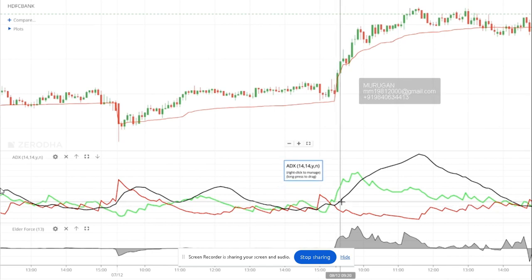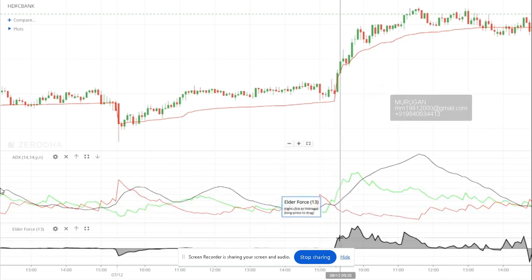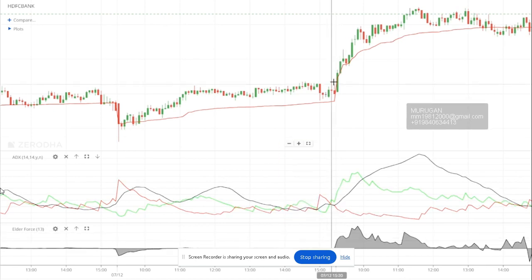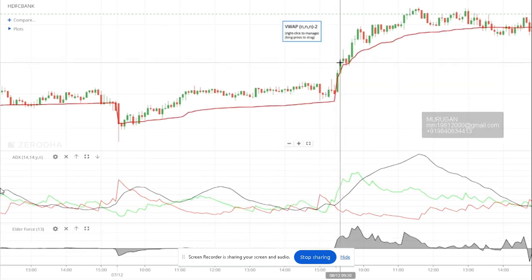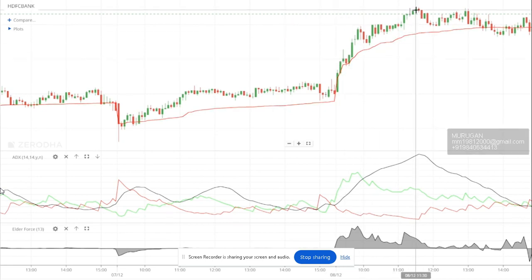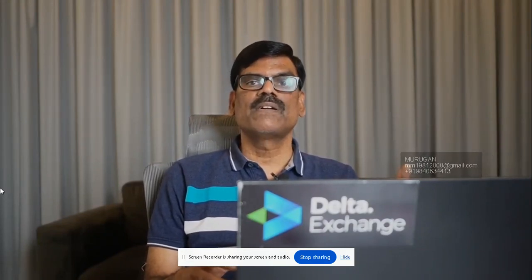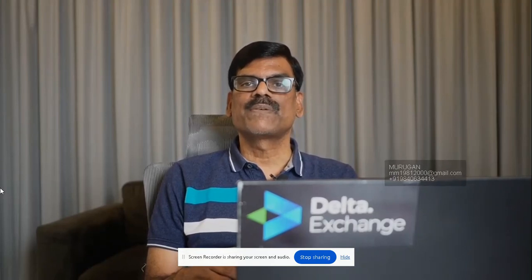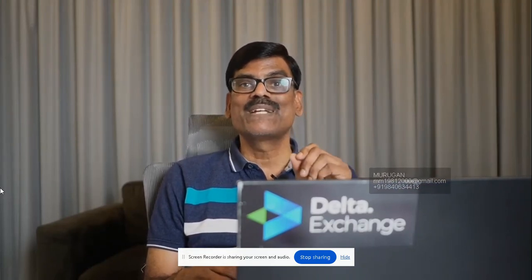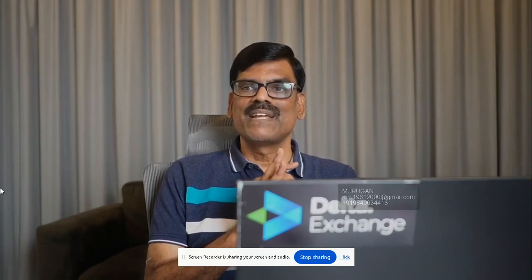ADX is moving higher. The green line is above the red line. There is a good spike in there. Price is above the VWAP, and see the price shot up from 1639 to 1654. So that's about 15 rupees. At the money call, if you had bought, you would have made about 7 or 8 rupees profit. Making 7 or 8 rupees profit intraday in stocks is very huge.